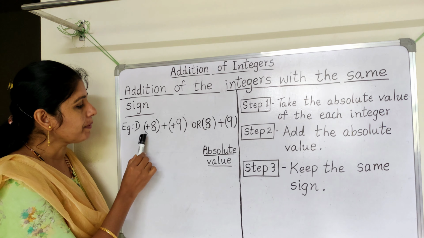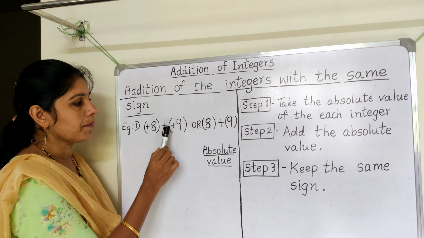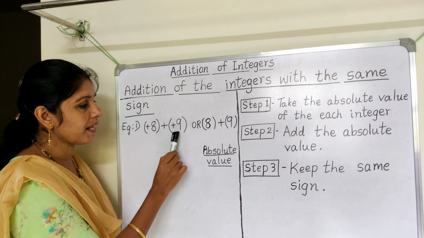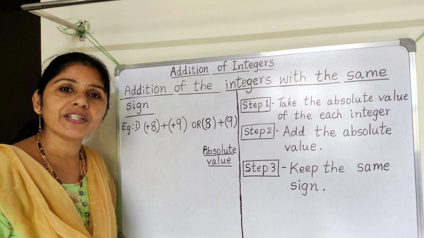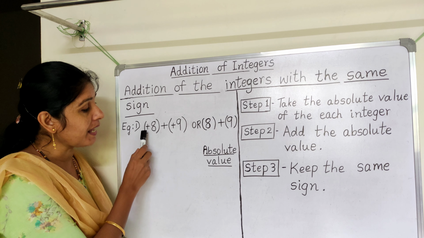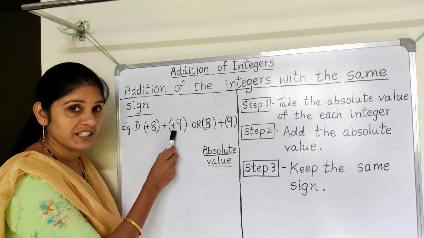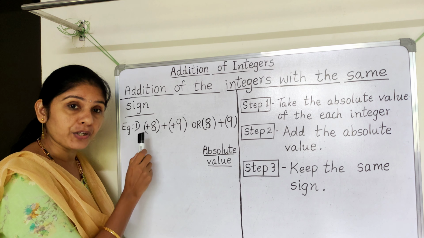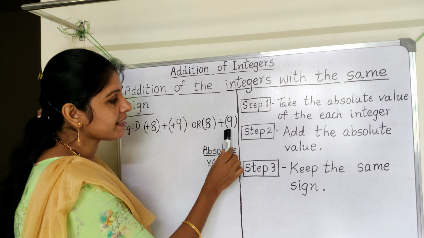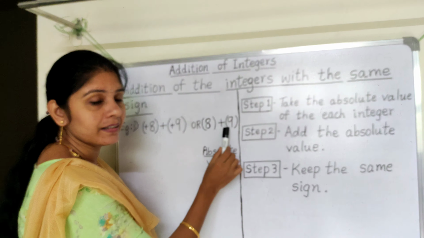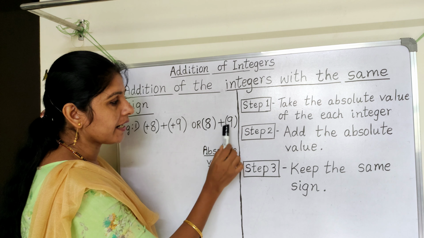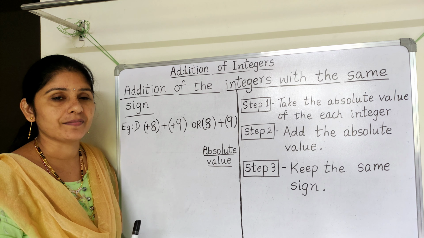Example 1: +8 + +9. Here +8 and +9 are the positive integers. Usually we don't write the plus sign for the positive integers, but I wrote it for you to understand. Usually we write this way, 8 + 9. Here the sign is not mentioned, but 8 and 9 are the positive integers.